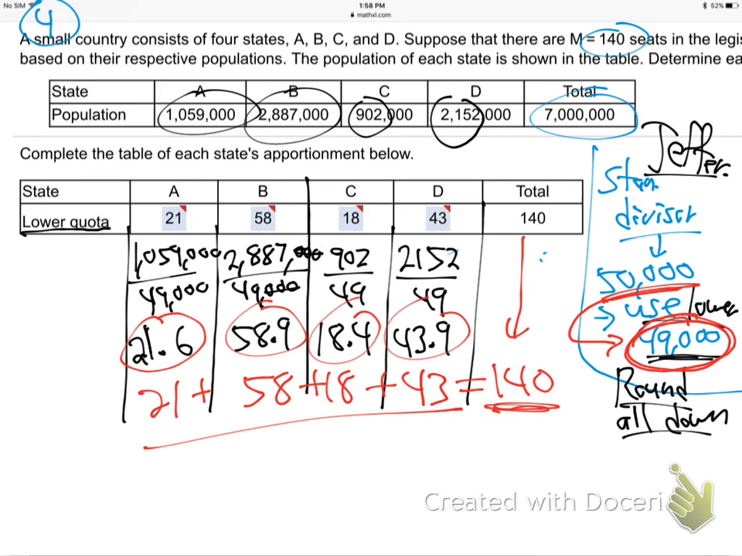Just exactly the opposite of Jefferson. Instead of lower down, he said higher up. So we might use 51,000. Higher than the normal standard divisor. Adams is going to say use higher and round up, and get that to work out. It's just as difficult, though. All right, so we'll go back.